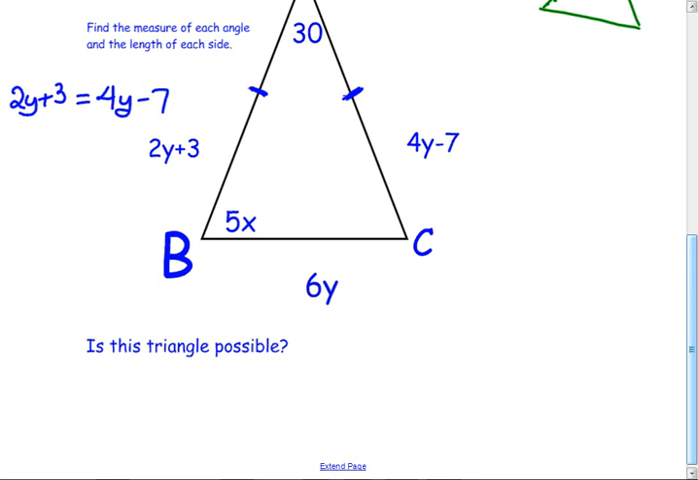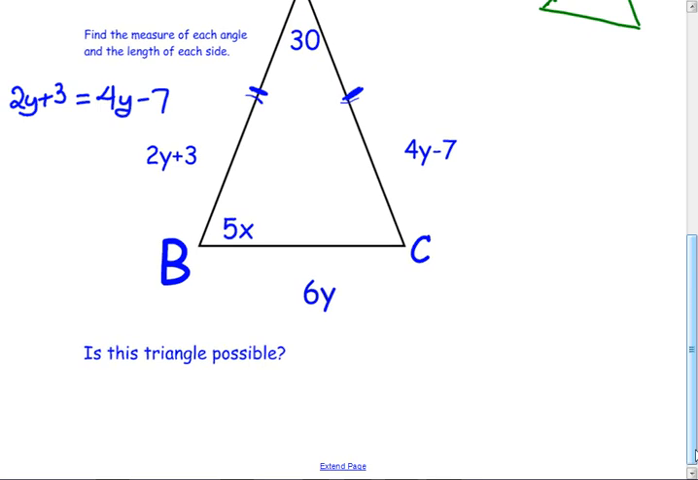Do you see that, Sydney? This side's length is equal to this side length. So I just set those values equal. Find the y that makes them equal. What's y equal to? TJ, what's y equal to? Solve it. I didn't make it hard. This is what we used algebra for.